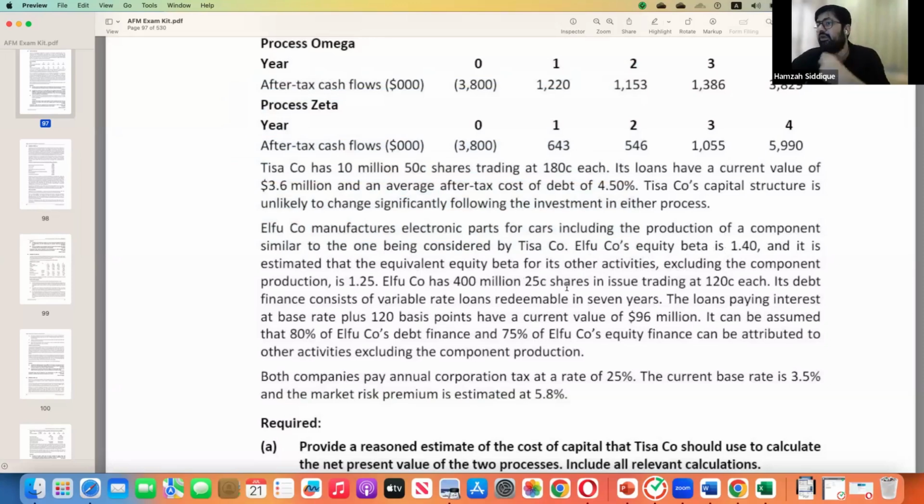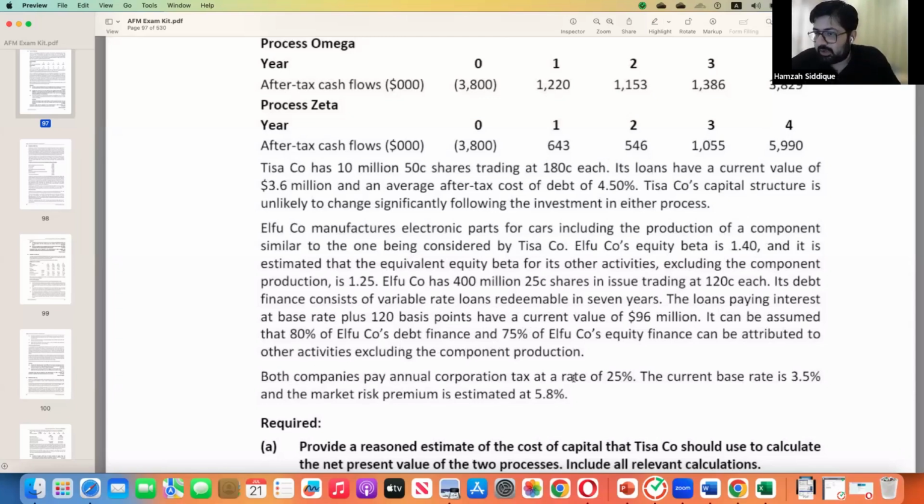1.25. It has 400 million 25-cent shares in issue trading at 120 cents each. Its finance consists of a variable rate loan redeemable in 7 years' time. The loan pays interest at a base rate plus 120 basis points and has a current value of 96 million. It can be assumed that 80% of debt finance and 75% of equity finance can be attributed to other activities, excluding the component production.